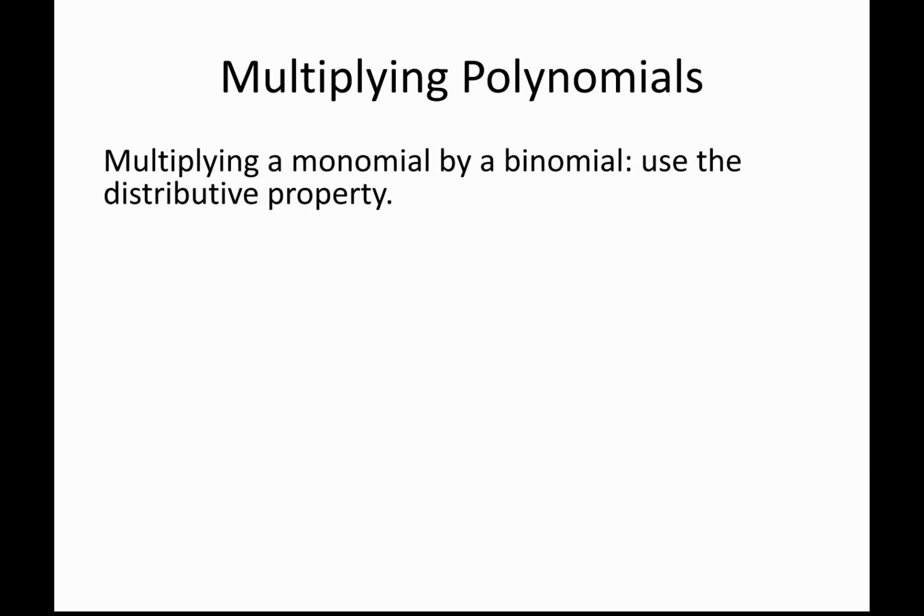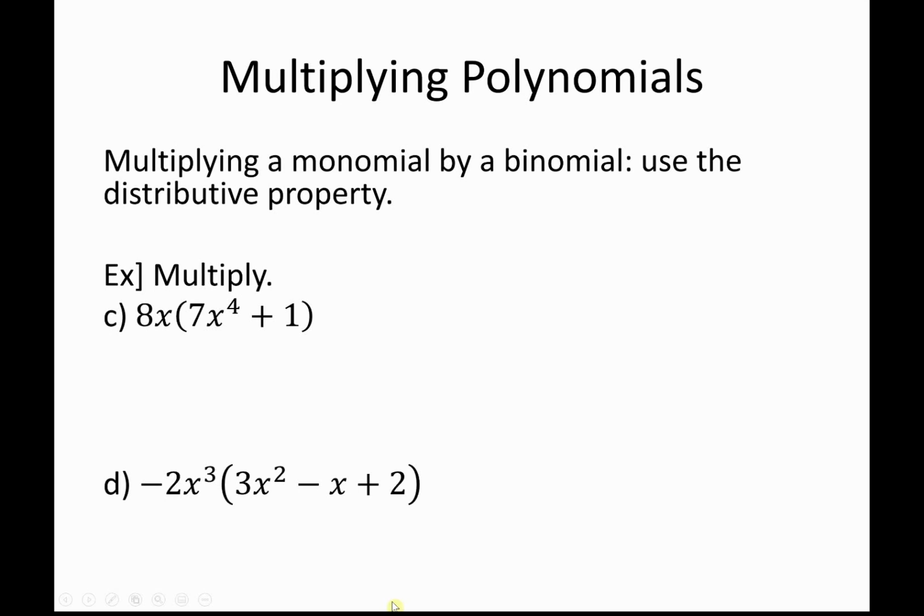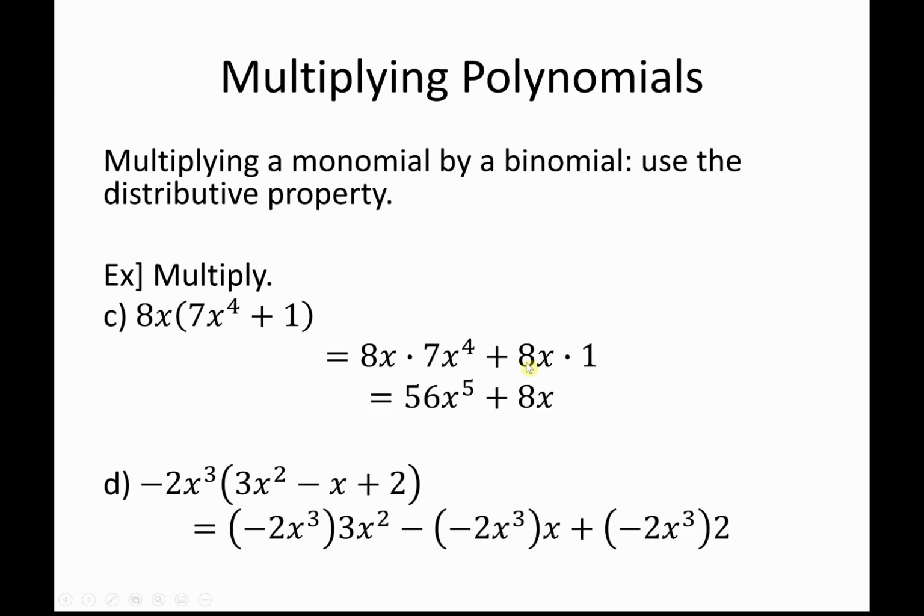Okay. Now, when we're multiplying a monomial by a binomial, we'll use the distributive property. Okay, so it's like this. For example C, this 8x is going to be distributed to the 7x to the 4th and to the 1, like so. So it's like each of those individual terms gets their own factor of 8x, and then you rearrange the items accordingly. I'm just going to show you the final answer there.